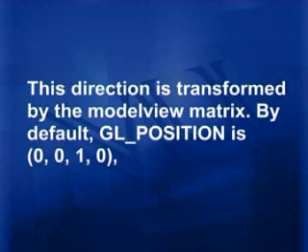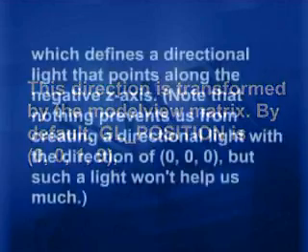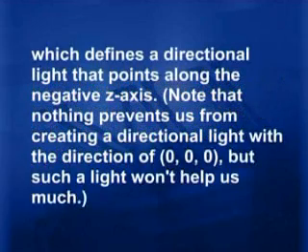By default, GL_POSITION is always 0, 0, 1, 0, which defines a directional light that points along the negative z-axis. Please note that nothing prevents us from creating a directional light with the direction of 0, 0, 0, but such a light won't help us much.